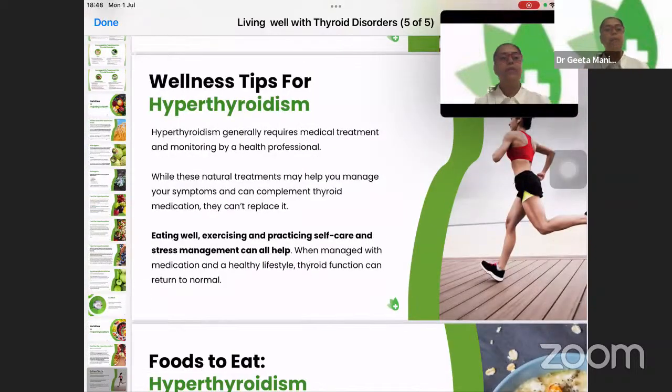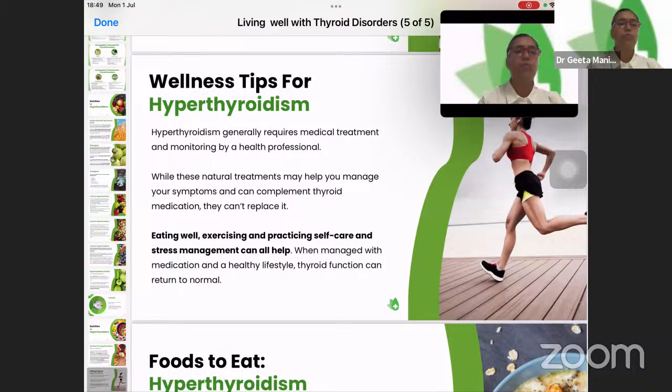Wellness tips for hyperthyroidism. Please mind you, hyperthyroidism requires treatment. You cannot just leave it. If you are diagnosed to be hyperthyroid, please see a doctor. Don't do self-treatment. It is important to get treated. Hyperthyroidism generally requires medical treatment and monitoring by a health professional. While these natural treatments may help manage your symptoms and can complement thyroid medication, they can't replace it.